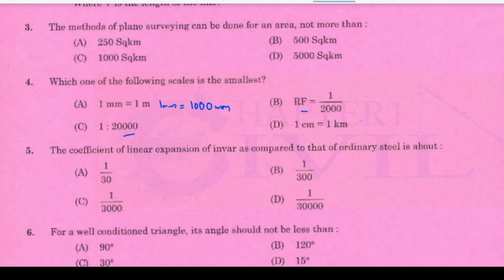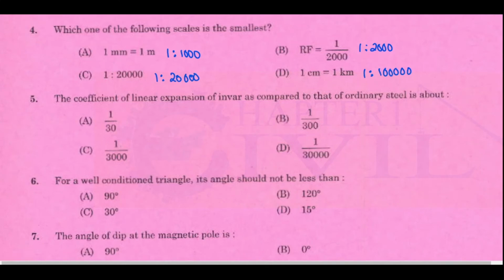So here 1 centimeter equals 1 kilometer. So 1 kilometer is 1000 meters and 1000 meters is into 100 centimeters. So this much. So here it is 1 by 1000, Option A. Option B is 1 by 2000. Option C is 1 by 20,000. Option D is 1 by 100,000. So the correct option is option D. 1 centimeter equals 1 kilometer is the smallest scale.